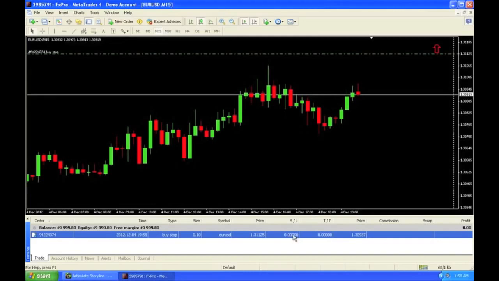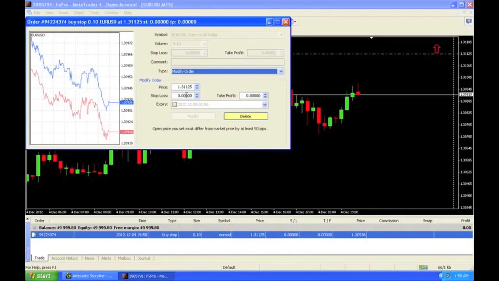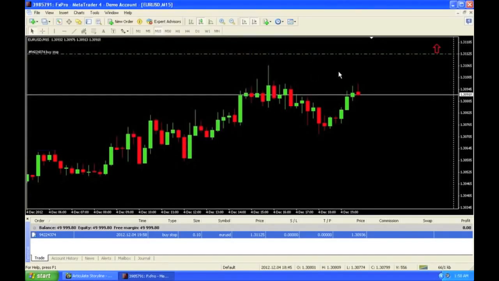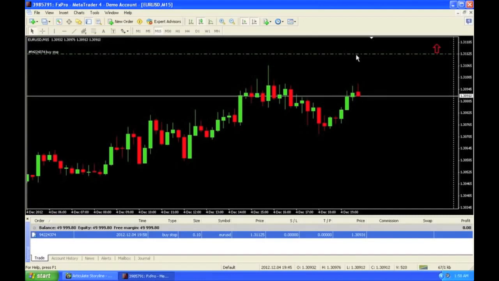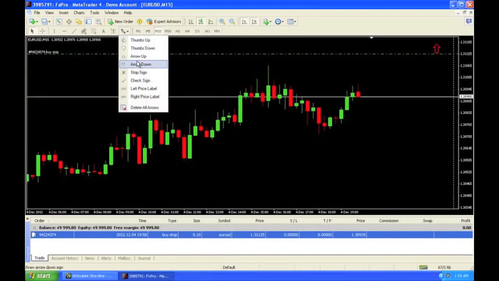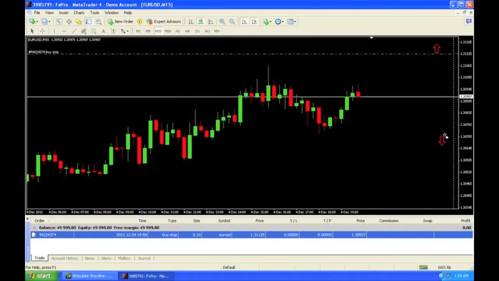Now you can add stop loss and take profit to this also if you'd like. You can just simply double click it, put your stop loss here, put your take profit here, and click modify. Okay. Now a stop entry, this is a buy stop entry. There is a sell stop entry also, which means you want to sell below the market price.